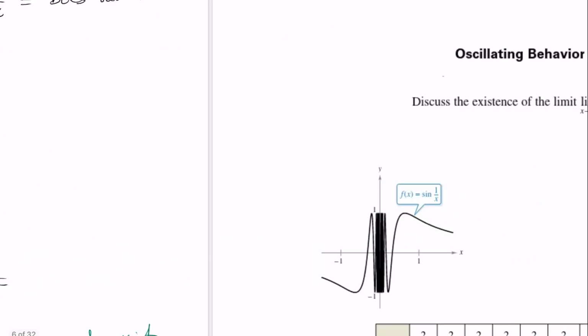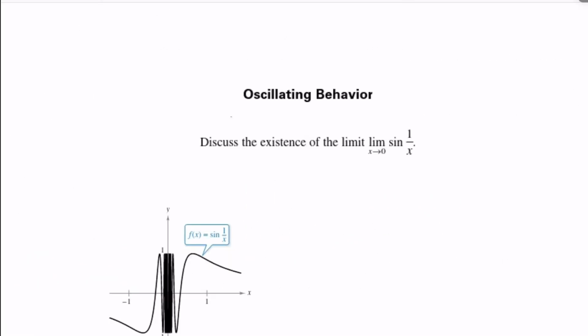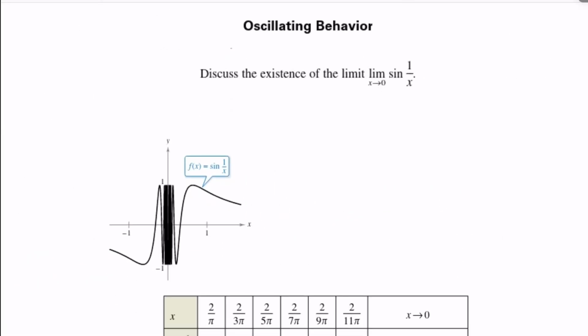Okay, so we'll move on to the third behavior of limits that do not exist. And the third behavior of limits that do not exist is the oscillating behavior. You have the function oscillating between two values. So a typical example is the limit of sine 1 over x as x approaches 0.